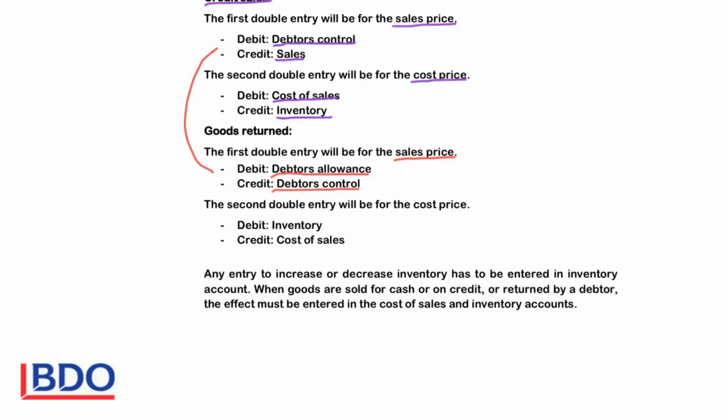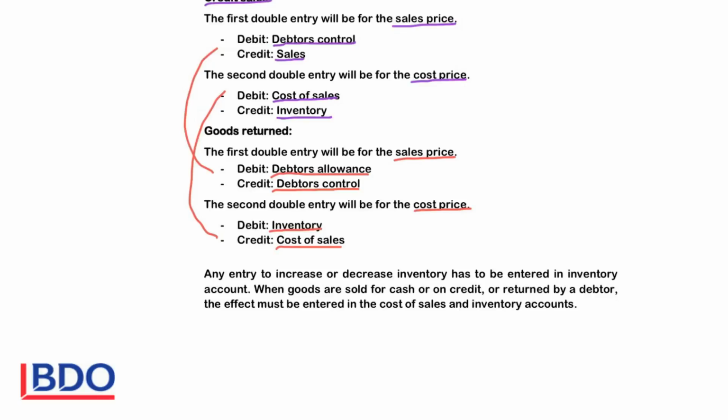The second double entry will be completed at cost price. The goods are returned, so it's put back into the inventory. So I will debit the inventory account to increase the asset. And we want to reduce this cost of sales that we created, the expense when we sold the goods. We want to reduce the cost of sales now because the goods are not sold, so it can't form part of the expense for cost of sales.